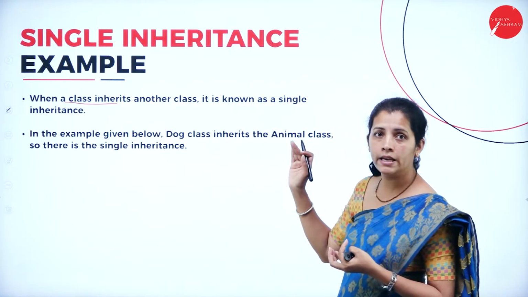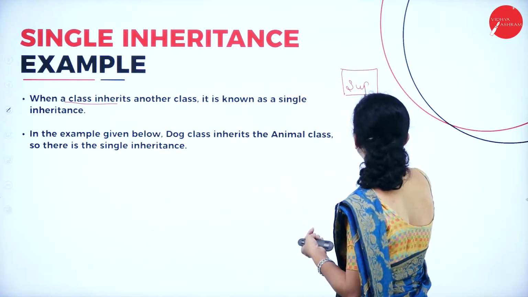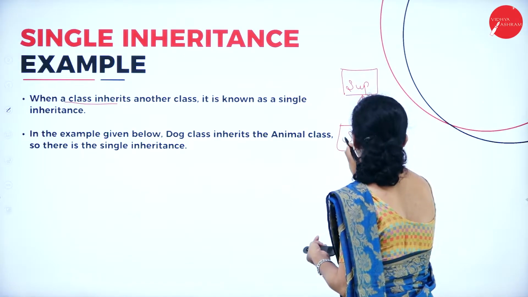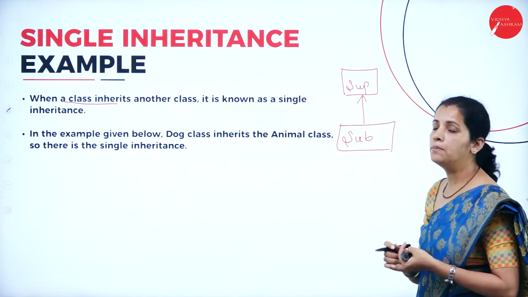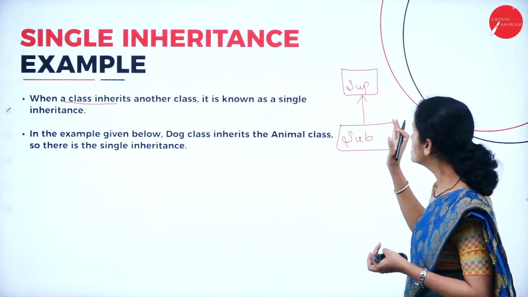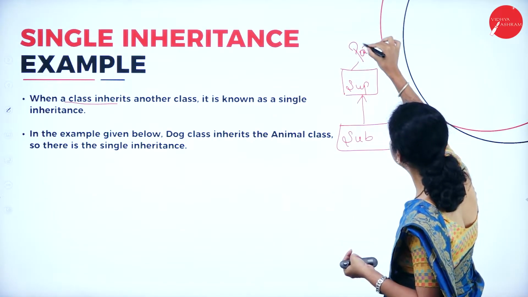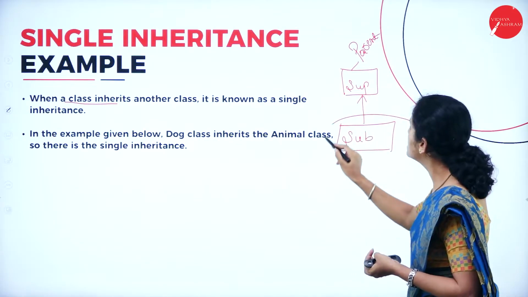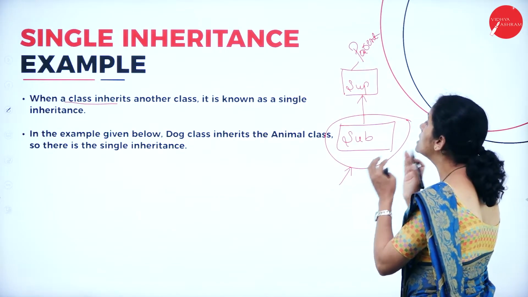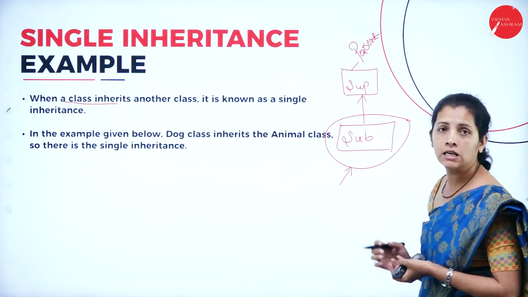So what is single inheritance? I'm going to have only one superclass, from which I'm going to acquire the properties. So here it is my subclass. That is, my main class is the superclass and the next class is the subclass, or I can consider this one as the parent class, and my subclass is nothing but the child class. That means the child class can acquire all the properties of the parent class.